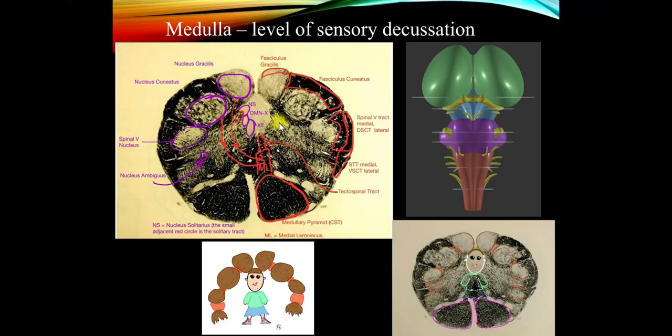Over here, remember, black are pathways. So here's the pathway, the nucleus surrounds it. Okay, so these are important nuclei here that you understand the function.